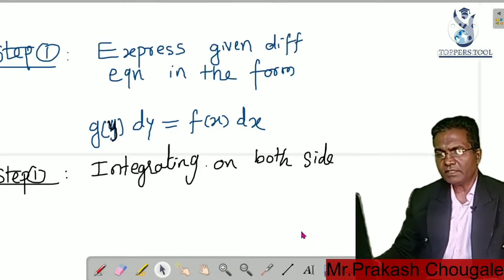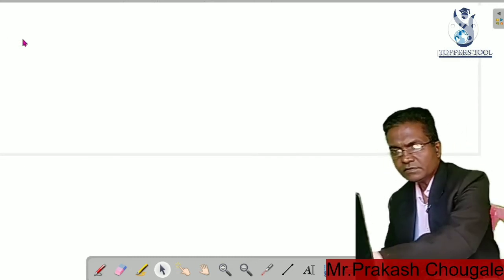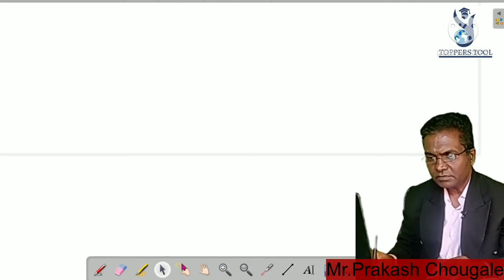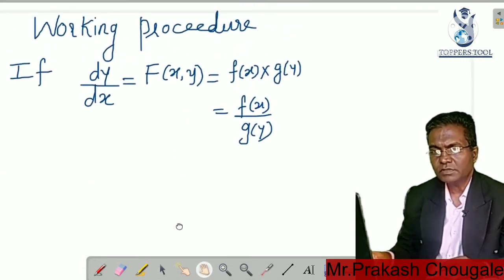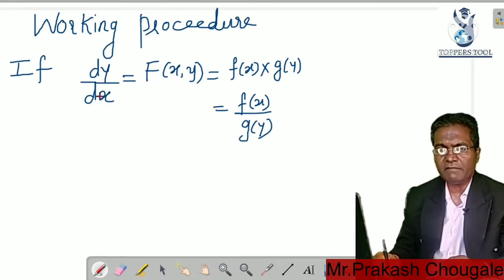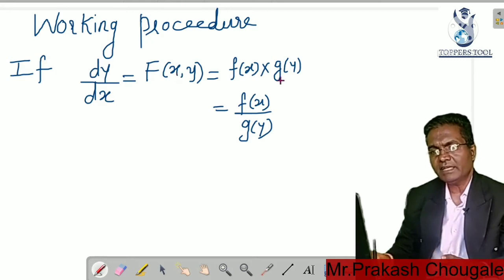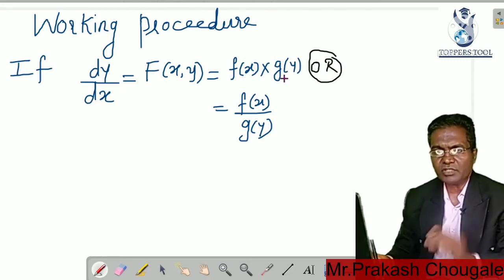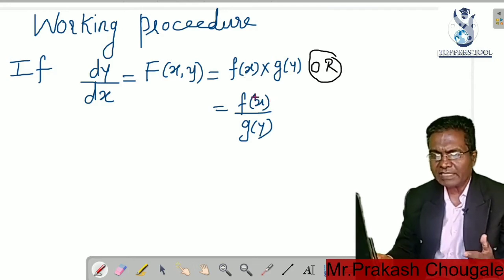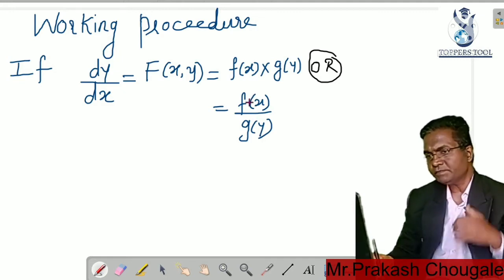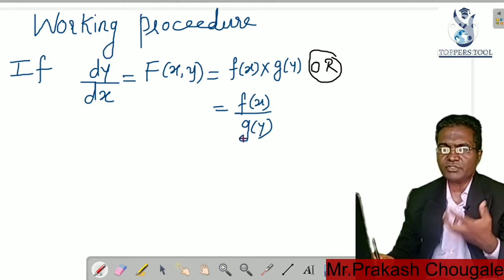In this form, what you have to do is write the working procedure. If the given differential equation is in this form, dy by dx is equal to f of x, y, it can be a product of a function of x and a function of y, or it can be like this, f of x by g of y. Means one factor is a pure function of x, and the other factor is a function of y.